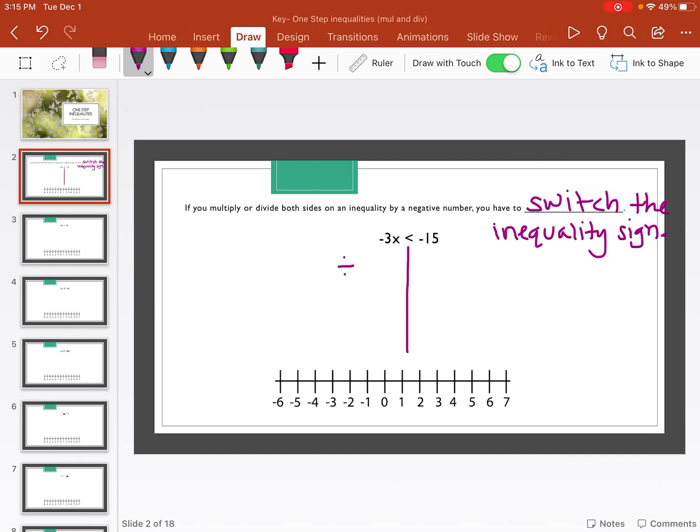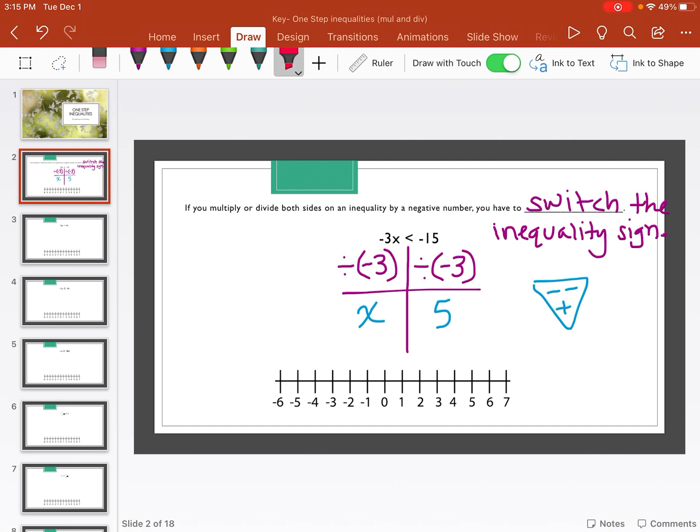Okay, so for this first problem, I have negative 3x, so negative 3 times x. So I'm going to divide by negative 3 on both sides. So over here I get x. On the other side, 15 divided by 3 is 5. Don't forget your sleeping dog. So negative divided by negative will leave me a positive 5. And then since in this step right here I divided by negatives on both sides, that means I am going to flip my sign around. So instead of it being a less than, I'm going to have x is greater than 5. Okay, x is greater than 5.